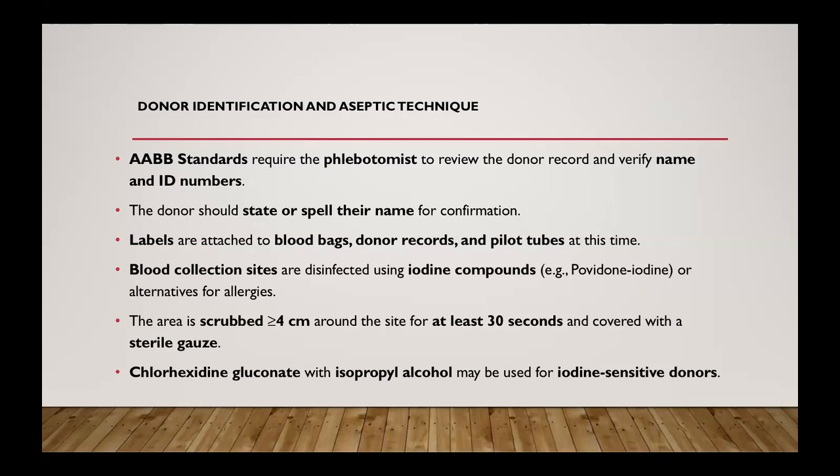During collection, of course, you can cover the site, because the donor is lying down, and the arm is supported, maybe on the armrest of the chair. Sometimes we have to place this sterile gauze on the collection site. Finally, chlorhexidine gluconate can also be used along with isopropyl alcohol in case povidone iodine is not suitable for some donors who are allergic.